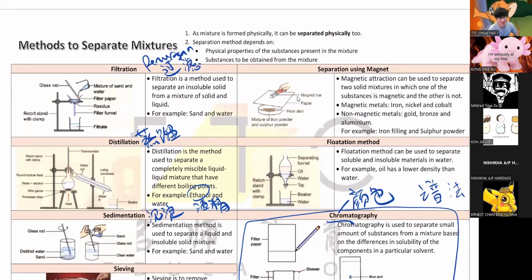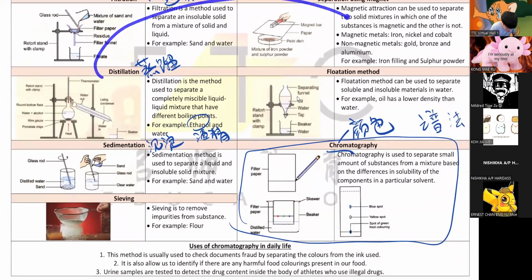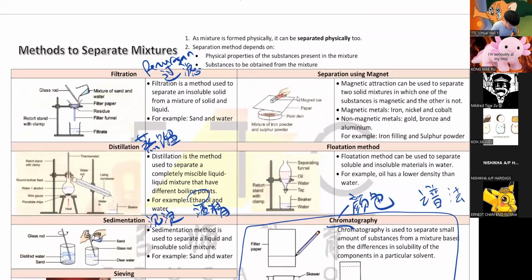Anyway, so moving on. So how do you separate mixture? There are a few methods here for your choosing. See what you want to choose. So first of all, we have filtration. This is filter lah. You clean your water at home this way, right? You have a water filter, I hope. So this is your water filter.